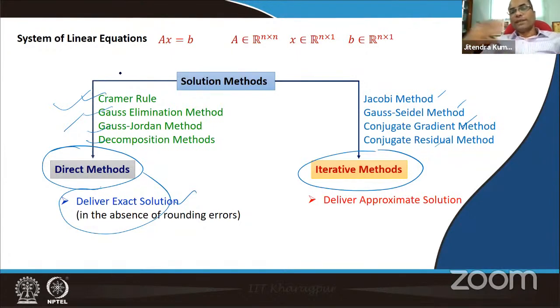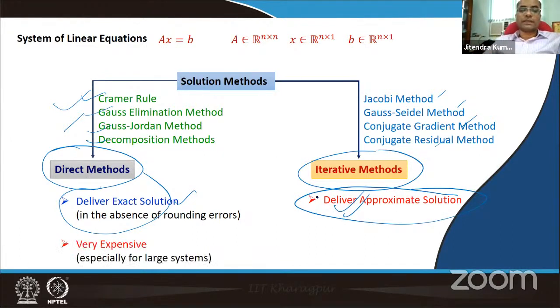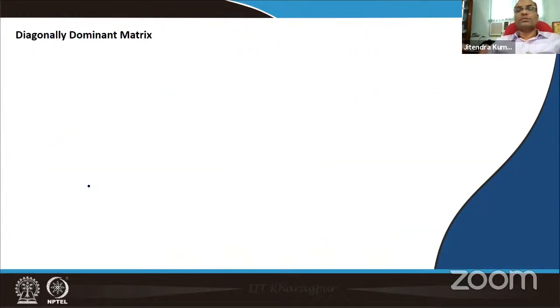Whereas in the iterative methods, as the name suggests, we are going to have some iterations and then we will get some approximate solution. So these iterative methods deliver only approximate solutions. That is somehow the drawback here, but there is an advantage, and because of that we use iterative methods. That is when we talk about large systems, we cannot use these direct methods. It's going to be very expensive, and we cannot solve those large systems. Then these less expensive iterative methods come into the picture.